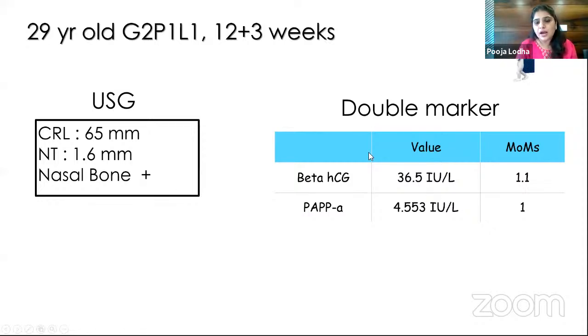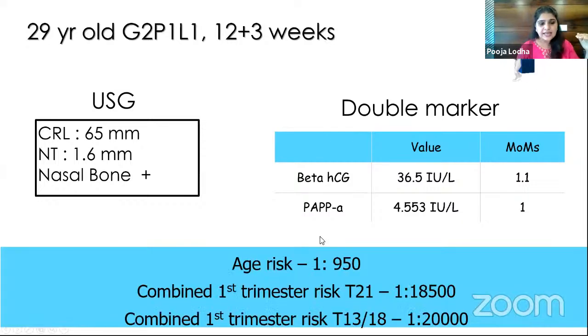Now, when we do her double marker, look at these values. Beta HCG is 36.5. Ignore. Do not look at the absolute values. PAPP-A is 4.5. Forget it. Look at the MoMs, because our labs here have actually made it very convenient for us and converted it into MoMs. 1.1 and 1. As I told you, 1 is how it is supposed to be. So 1.1 and 1 is very near the normal. So this lady is expected to be extremely low risk.